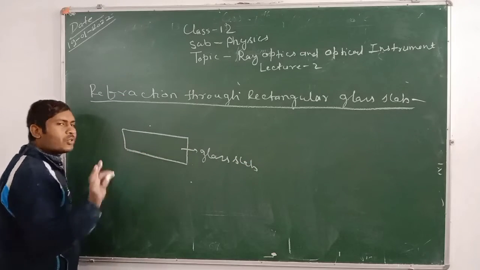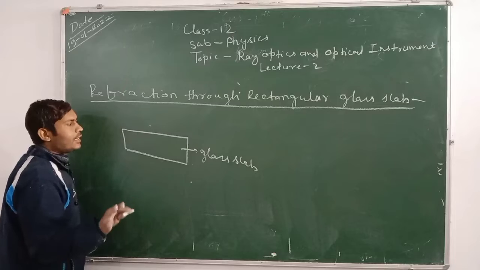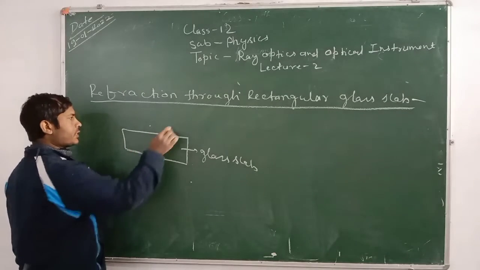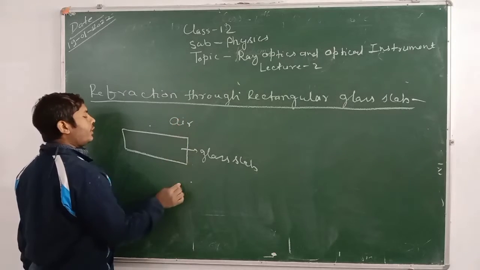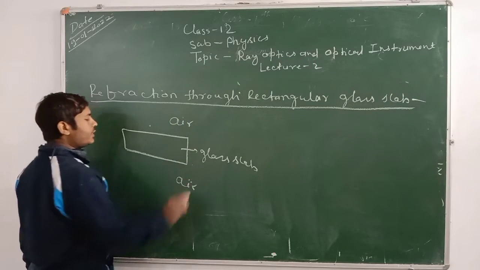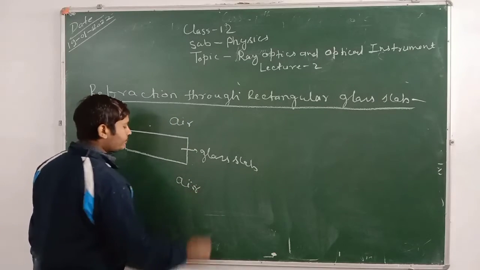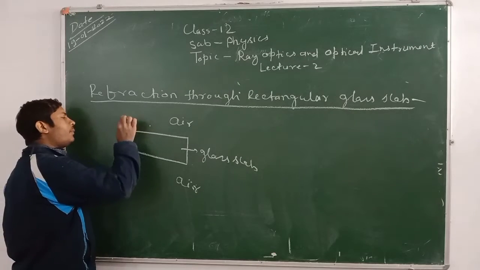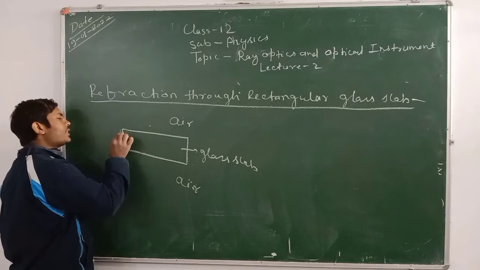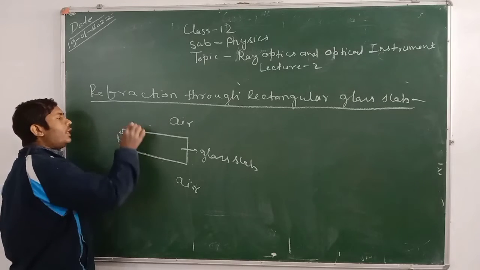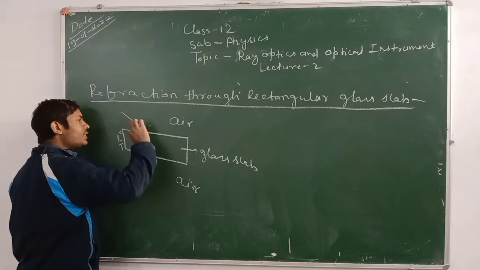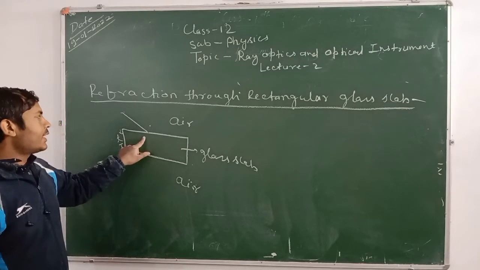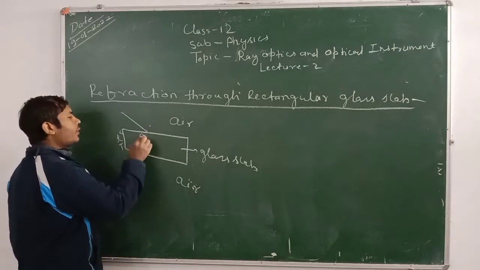So there are two surfaces. This is the first surface and it is the second surface. This will be air, this will be air, and it is the glass. Let us suppose the thickness of this glass is T. Now let us suppose a ray of light is incident on the upper surface of this glass at point A.